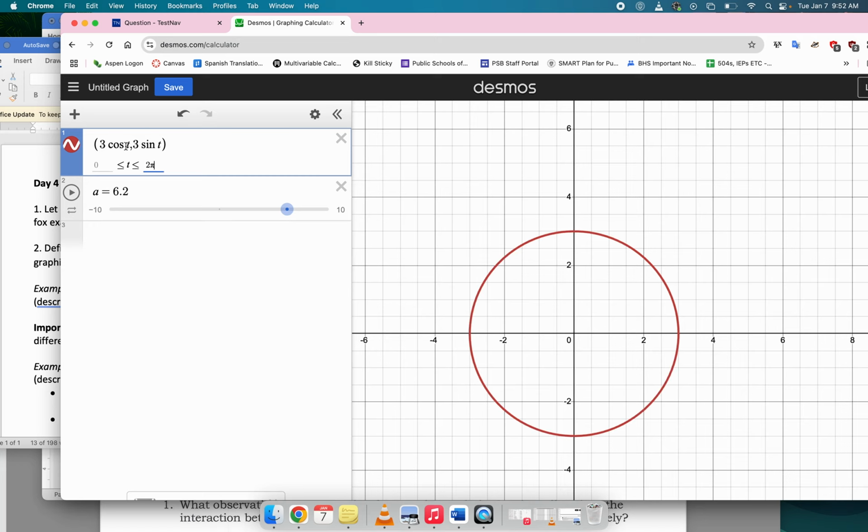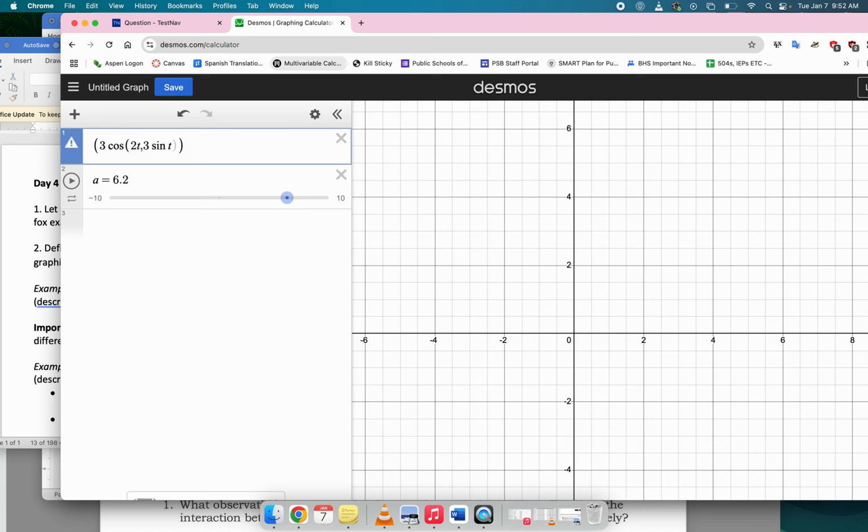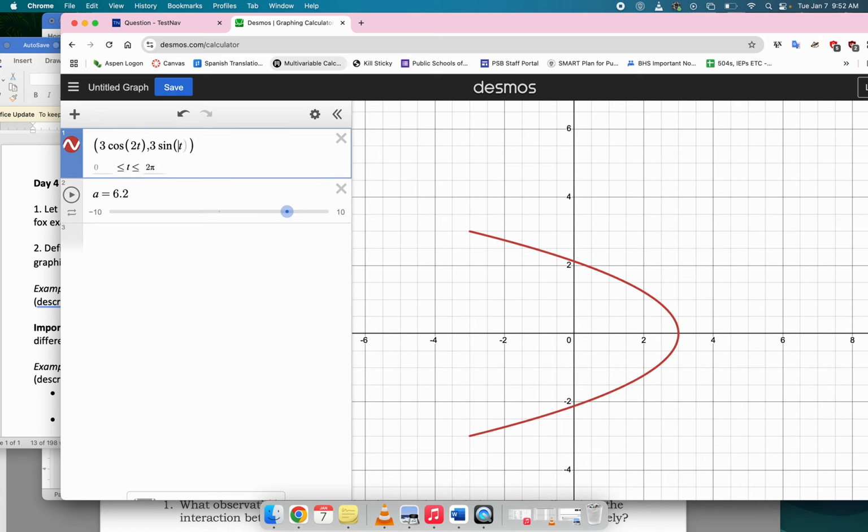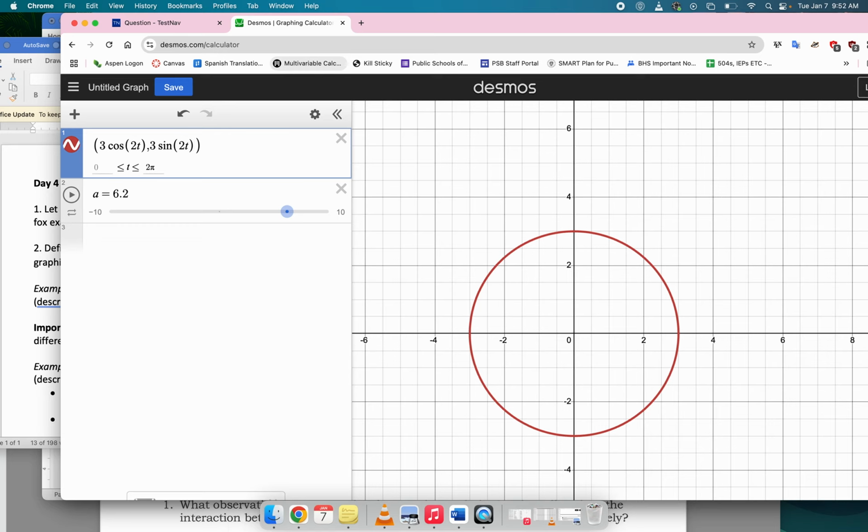Cool. But if I make this 2t, it's also a circle. You might wonder, what's the difference? Actually, there's no difference in the graph. However, what you might notice is that the curve gets traced out faster. It gets traced out more quickly.